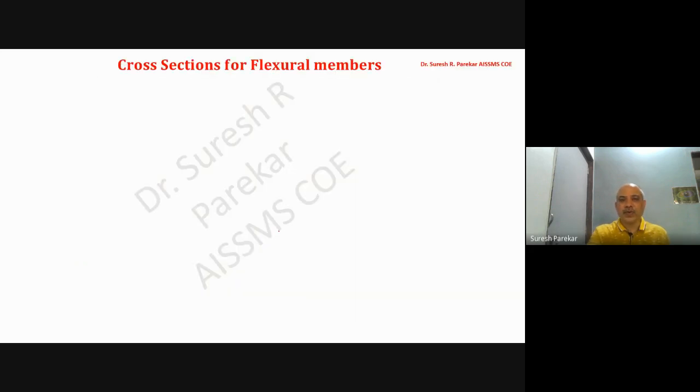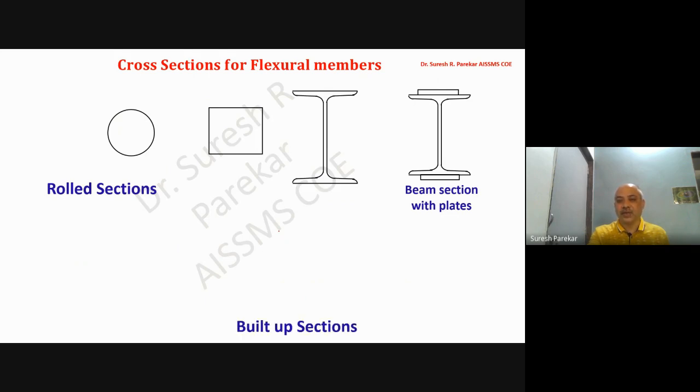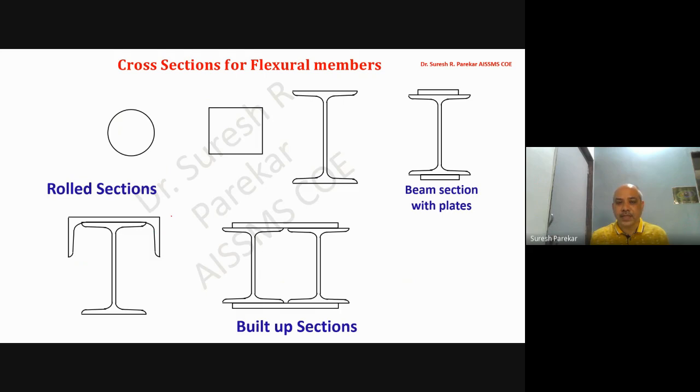Now in this, first we will go for cross sections for flexural members. So generally these beam sections we are going to prefer when we talk about flexural members. We have beams only, that is rolled section. Then we have beam section with plates. Then we have built-up section. We generally use this for gantry girders, where we have beam and channel section. Then we may have a beam with plates top and bottom. We may have a welded plate girder.